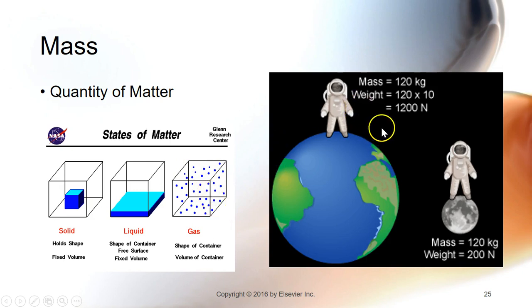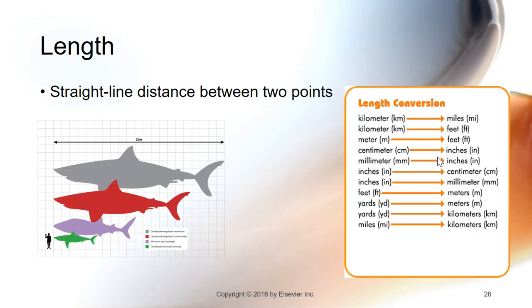This is to give you an example of what mass is. So we have 120 kilograms. Now the weight is in newtons, but this weight is different because they're on the moon instead of the earth, but they both take up 120 kilograms of mass. So understand that mass is how much matter it takes up, not how much it weighs.